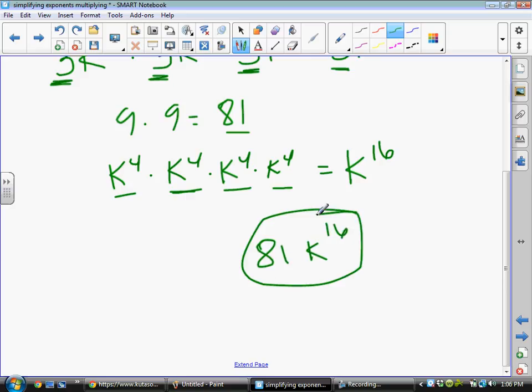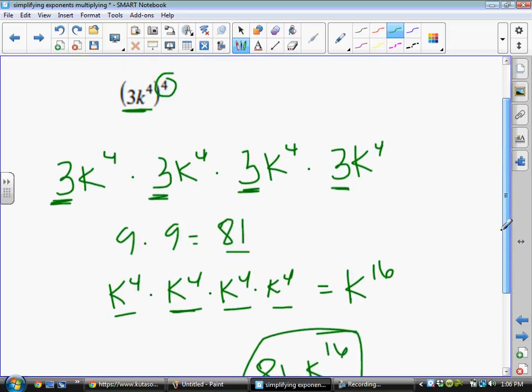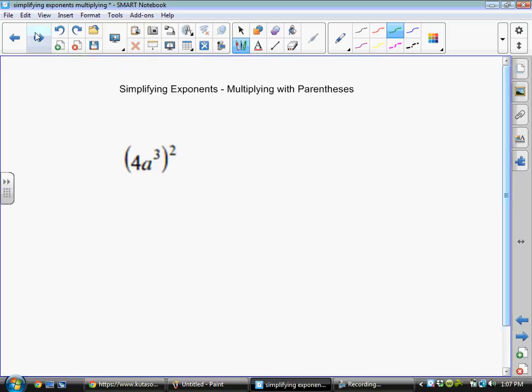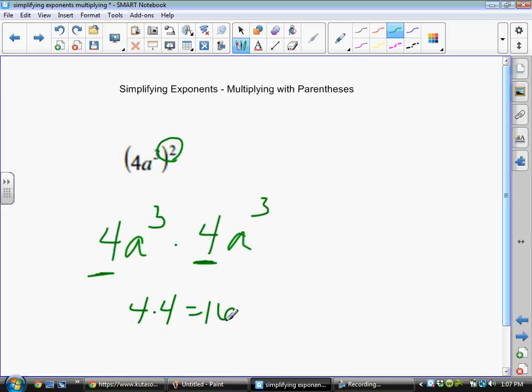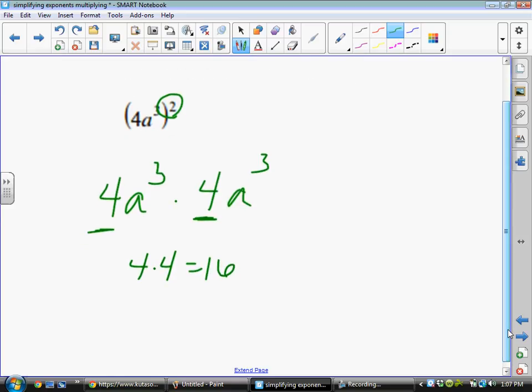We're going to look at one more with these parentheses. I have 4a to the 3rd, and that quantity is squared, which means there's 2. I'm only going to write this thing twice. So I have 4a to the 3rd times 4a to the 3rd. Still the same thing. I'm going to multiply the large numbers. 4 times 4 is 16. And I'm going to write out a to the 3rd times a to the 3rd.